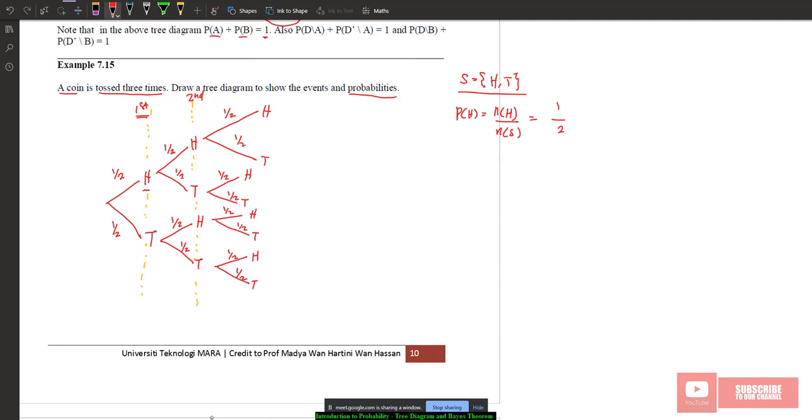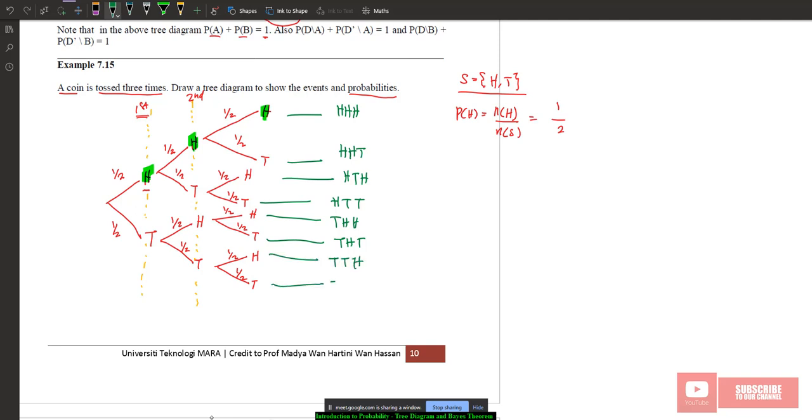So the sample space of tossing a coin 3 times should be, the first outcome is H, H, H. The second outcome is H, H, T. The third outcome is H, T, H. The fourth, H, T, T. This one is T, H, H. This one, T, H, T. And this is T, T, H. And the last one is T, T, T. So the sample space of tossing a coin 3 times should be this one, right?